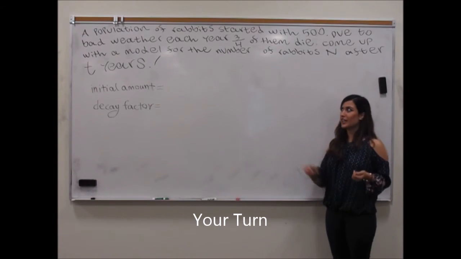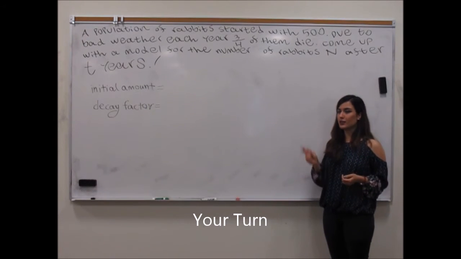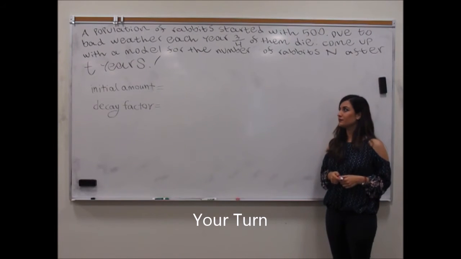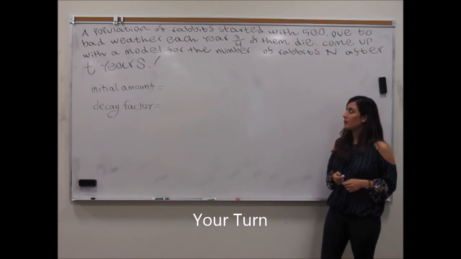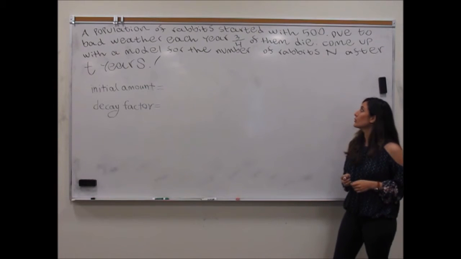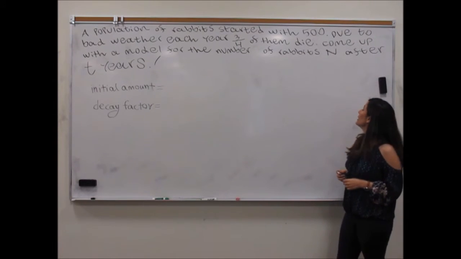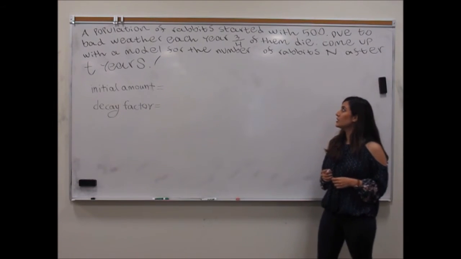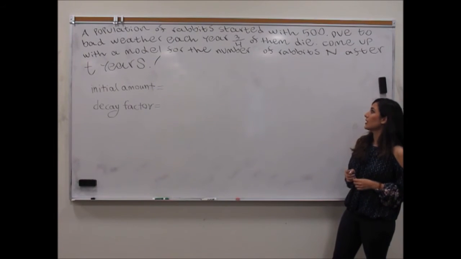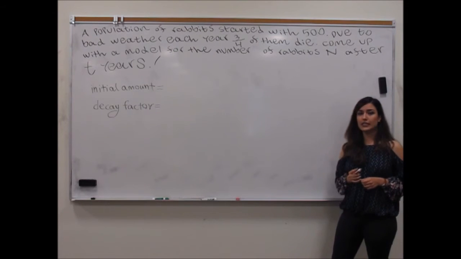Alright, it's your turn now. Go ahead and pause the video, try to do this question. We'll go over it together then. Okay, a population of rabbits starts with 500. Due to bad weather, each year 3/4 of them die. Come up with a model for the number of rabbits n after t years.